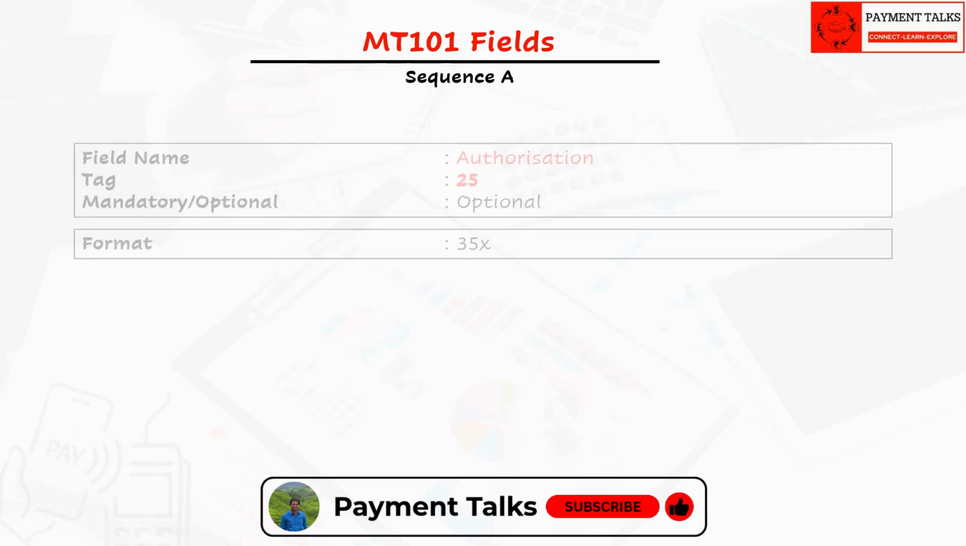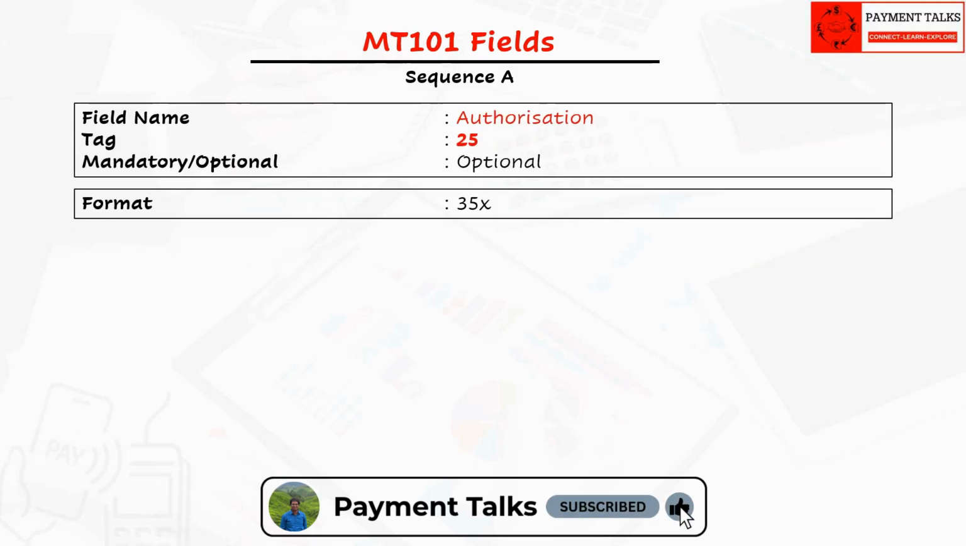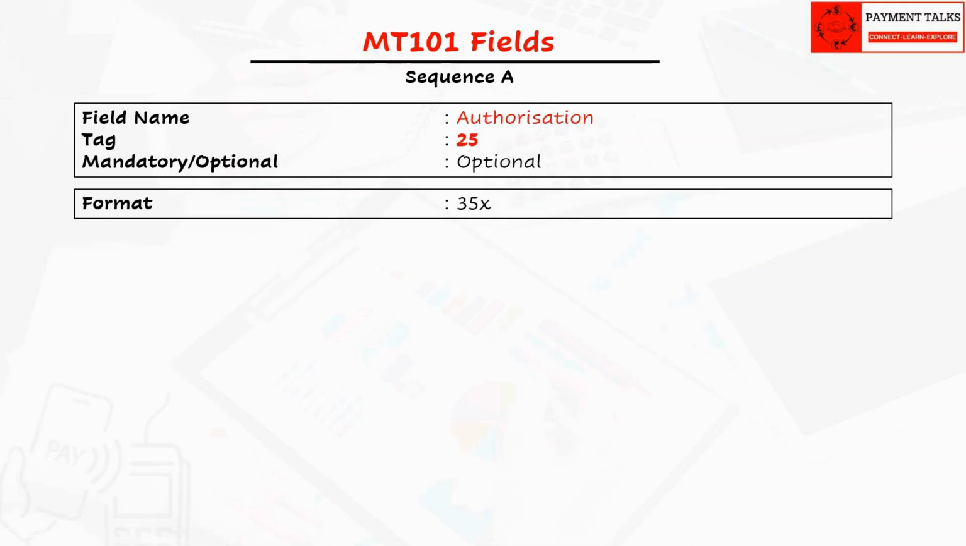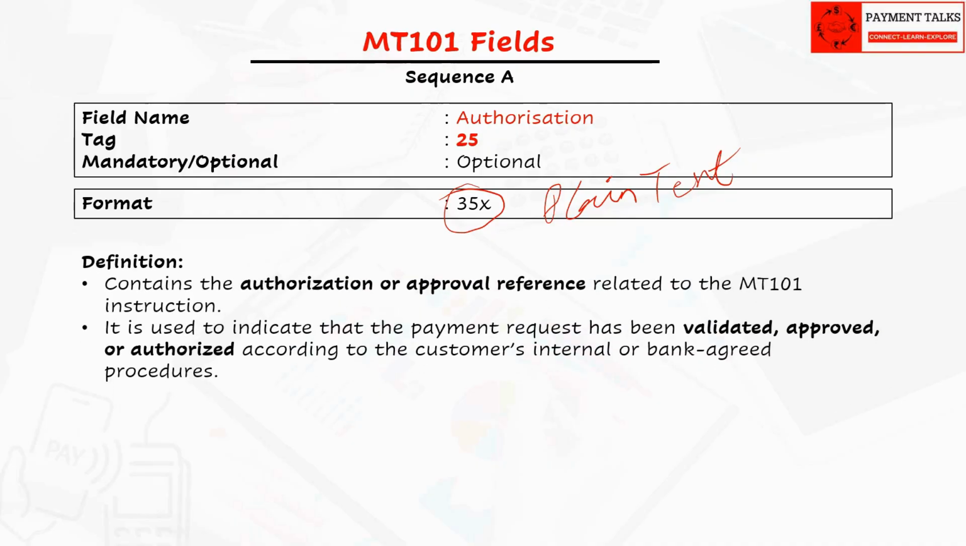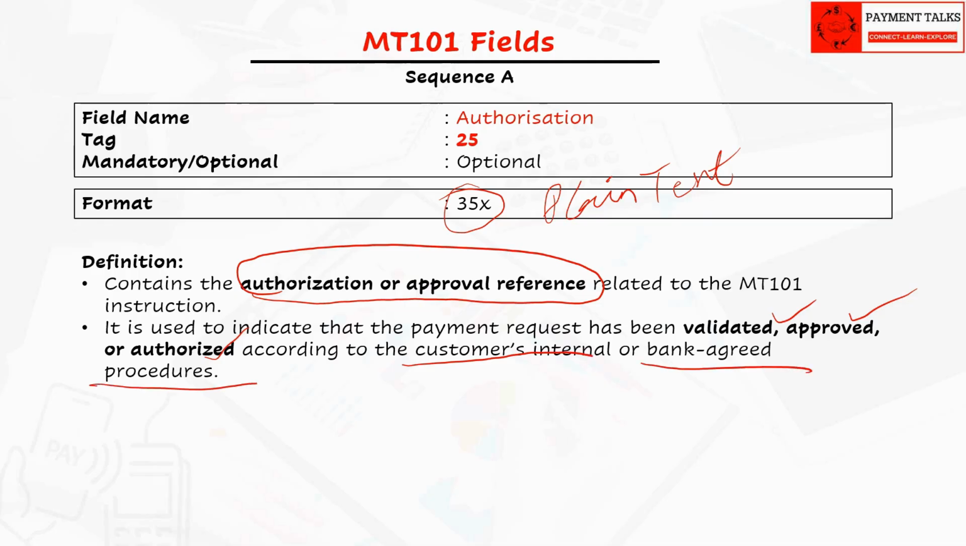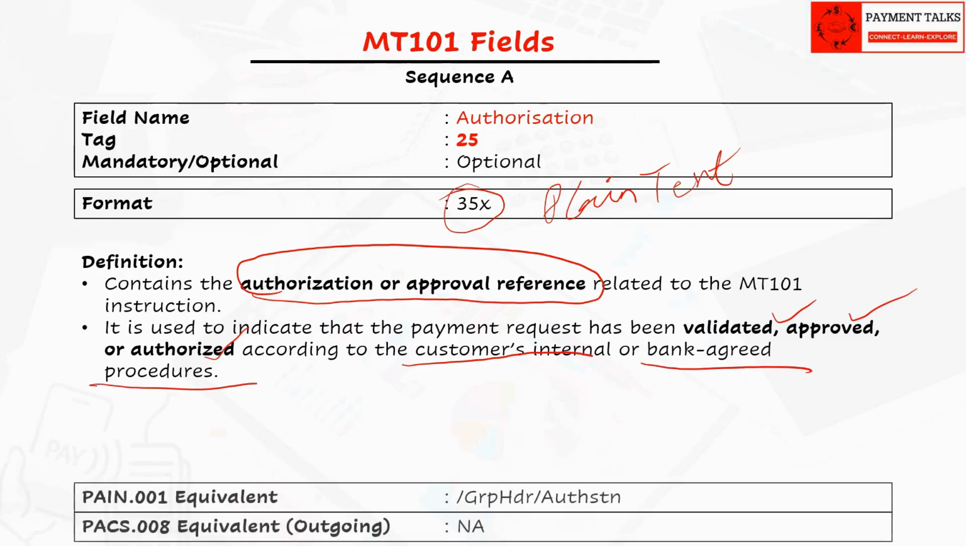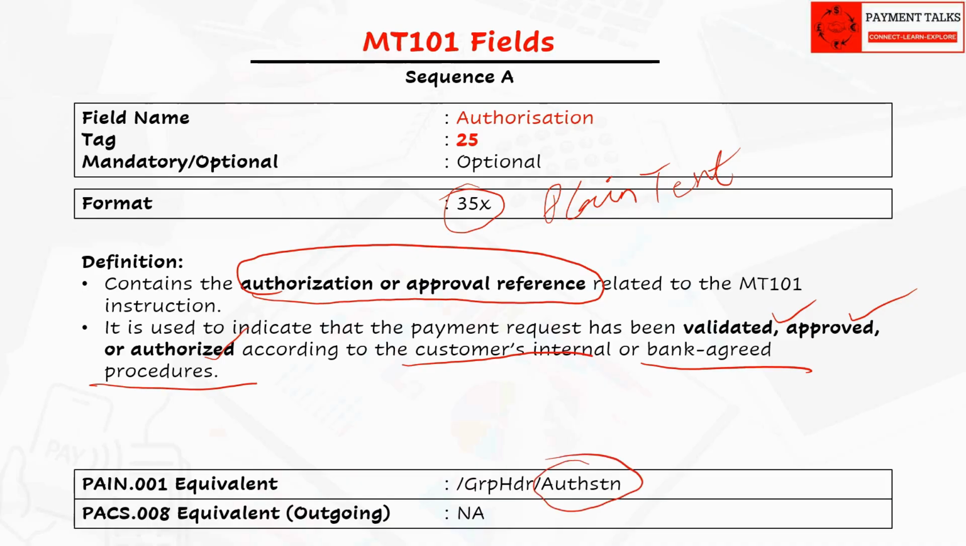The last field in sequence A is authorization, tag 25. This field is optional. The format of this field is 35x, meaning plain text field. This field contains the authorization or approval reference related to the MT101 instruction. It is used to indicate that the payment request has been validated, approved, or authorized according to the customer's internal or bank agreed procedures. In PAIN.001, we have the field with the same name under group header.